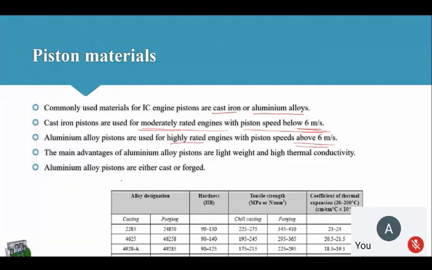Now, compared to the cast iron, the main advantage of the aluminum alloy piston is that they are light in weight and they have high thermal conductivity. On the contrary, the cast iron pistons are good in compressive strength. Aluminum alloy pistons are either cast or forged. This is basically the manufacturing process. So remember, in short, we use two different types of material: cast iron and aluminum alloy.